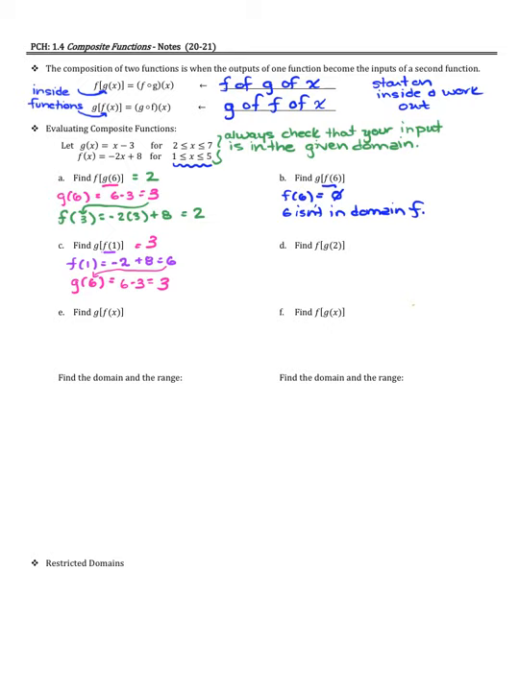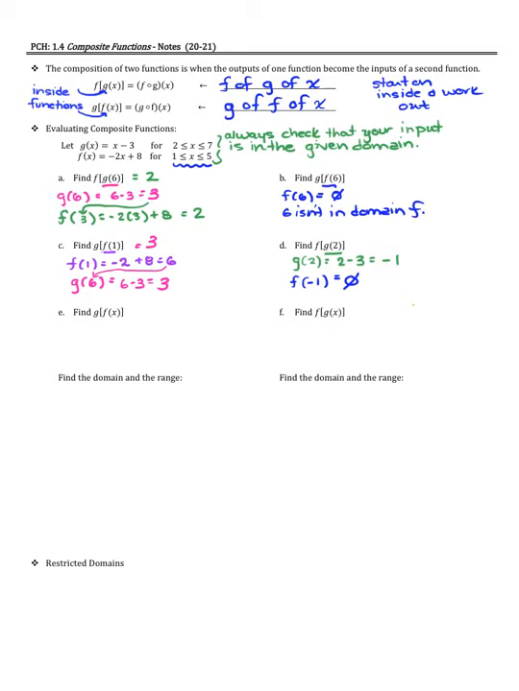Find f of g of 2. So g of 2 is fine. 2 is in the domain. 2 minus 3 is negative 1. So now I'm going to find f of negative 1, but notice that negative 1 is not in the domain of our f function. So sometimes you are going to find it doesn't work on the first function. Sometimes it's going to not work on the second function.